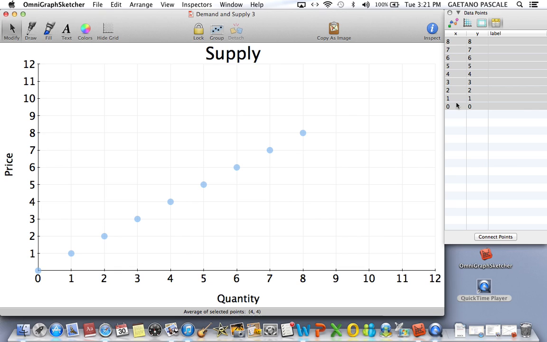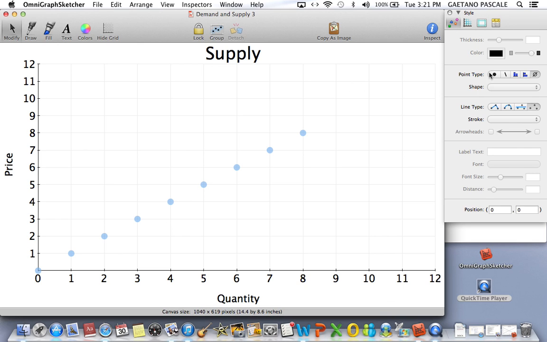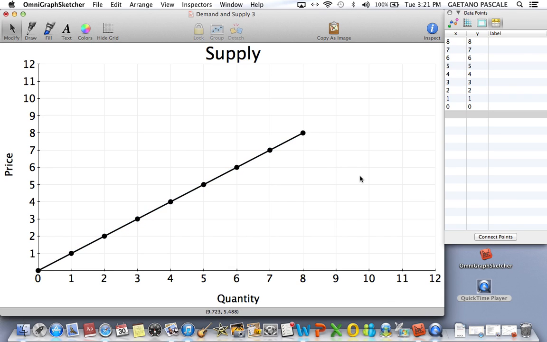for our supply schedule. So this shows us that at a price of 8, people want to sell 8. At a price of 7, people want to sell 7. At a price of 6, people want to sell 6, etc., going all the way through this. So let me actually highlight these so you can see them. And if I go back and connect those points, if we take the data from the supply schedule, that gives us our supply curve.